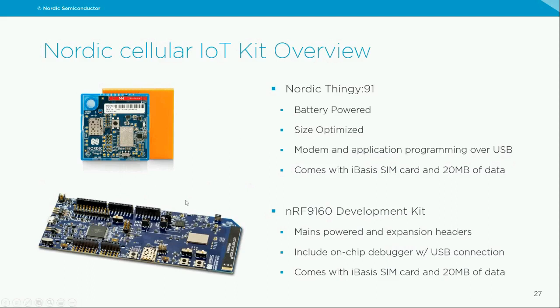Both come with a SIM card from iBasis that is loaded with 20 megabytes of data. And they come with a getting started guide so that you can also get it connected to nRF Cloud via simple configurations before you start any actual developing or try and compile any code on your own.